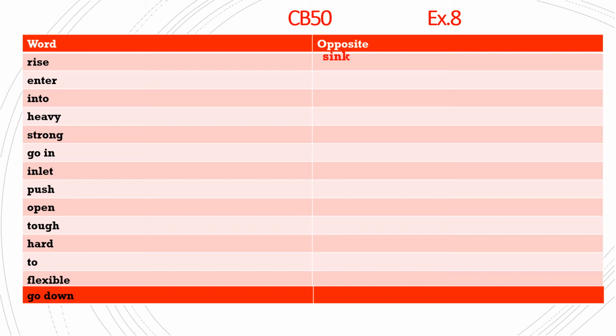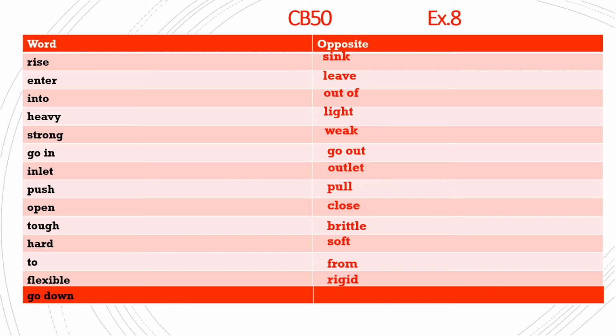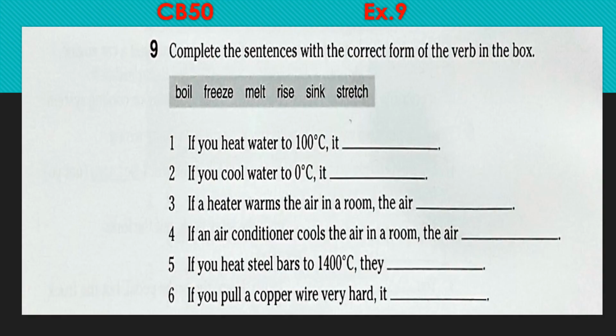Okay, now let's check the answers together. Enter, what is the opposite of enter? Leave. Into, out of. Heavy, light. Strong, weak. Go in, go out. Inlet, outlet. Push, pull. Open, close. Tough, brittle. Hard, soft. To, from. Flexible, rigid. Go down, go up. Thank you. Now, exercise 9.